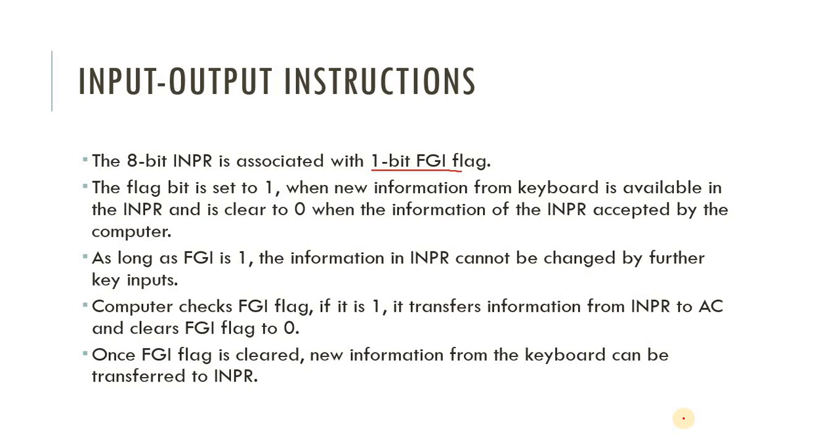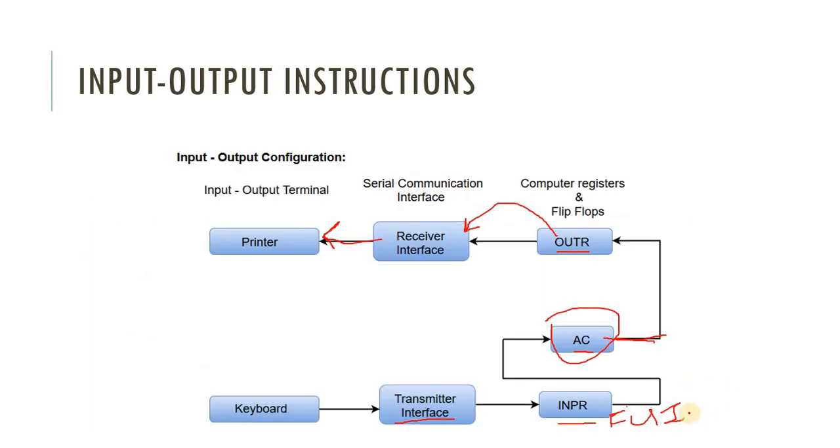The flag bit is set to 1 when the information of the INP is accepted by the computer. It means the flag value is equal to 1. So what is the meaning of the flag FGI equal to 1? When our input register contains any character, the value of the flag will be 1. But when we transfer this information or character to the accumulator or the output register, the input register becomes null, and the value of the flag becomes 0. So we can easily remember that when the input register contains any character, the value will be 1, and if it does not contain any information, the flag value becomes 0.